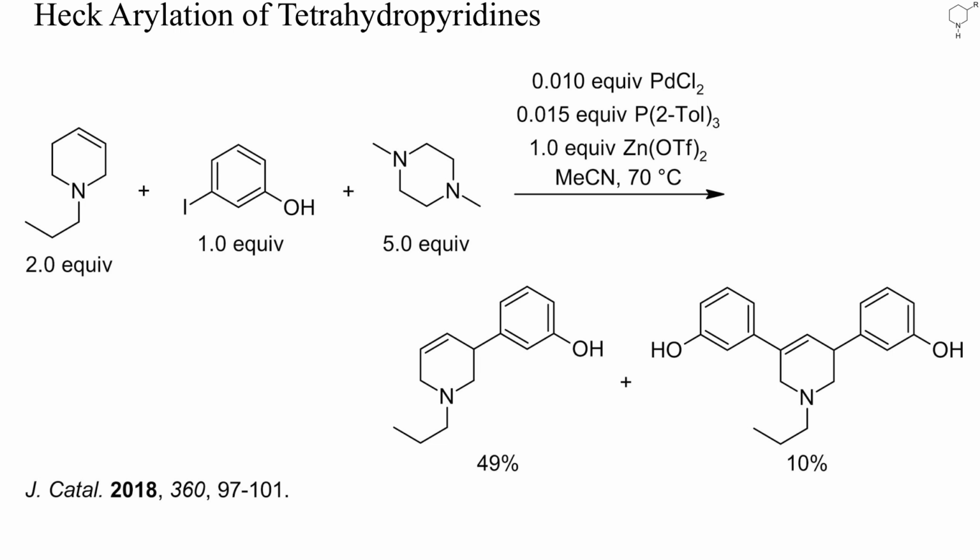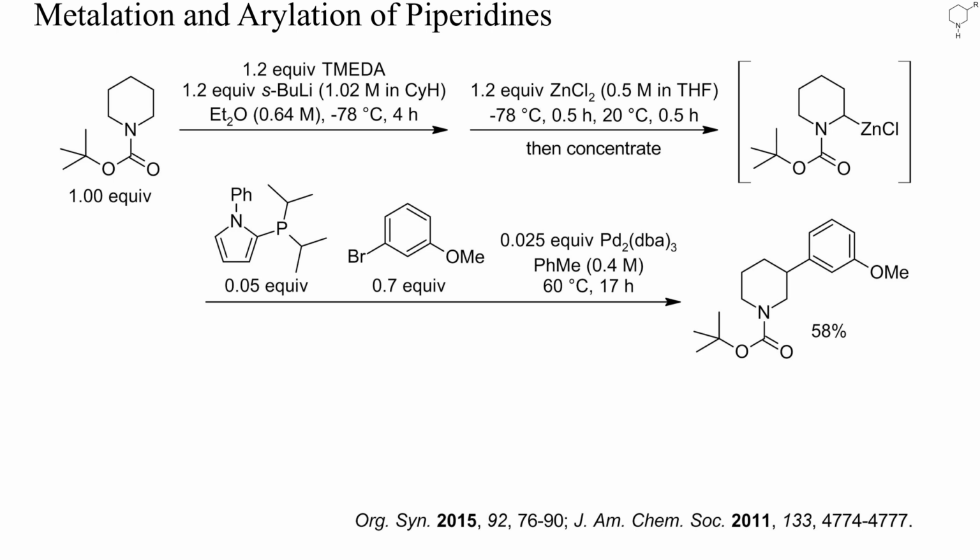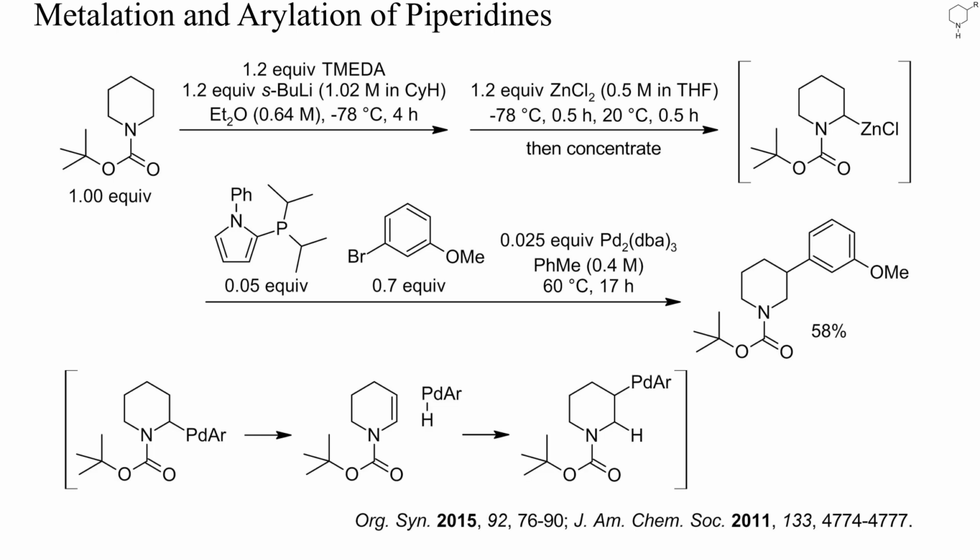Heck reactions with tetrahydropyridines, like the starting amine of this example, can yield either 3- or 4-arylated products. Here a mixture of two 3-substituted tetrahydropyridines resulted. As discussed in part 1 of this playlist, protected piperidines can be lithiated and then alkylated or arylated at position 2. In the presence of palladium catalysts, however, sometimes piperidines with substituents at position 3 are obtained, as in this example. Presumably, these products were formed by isomerization of alkyl palladium intermediates.